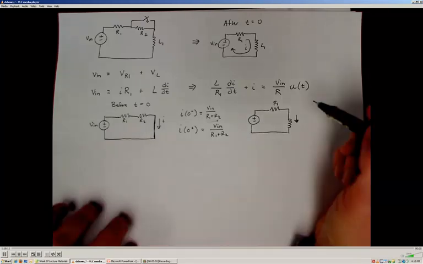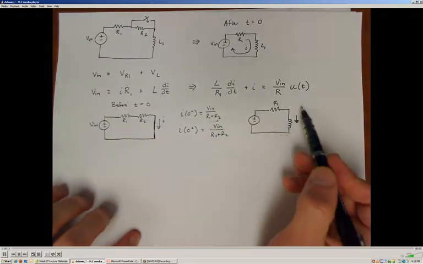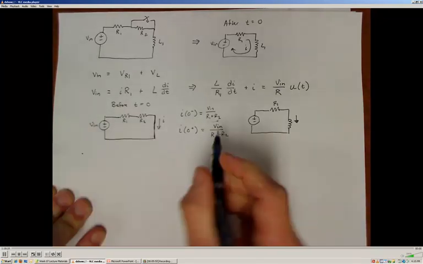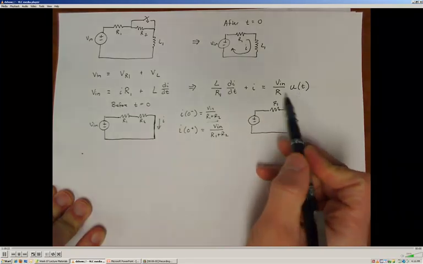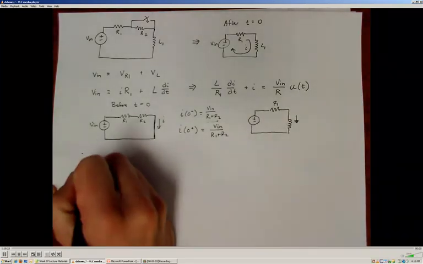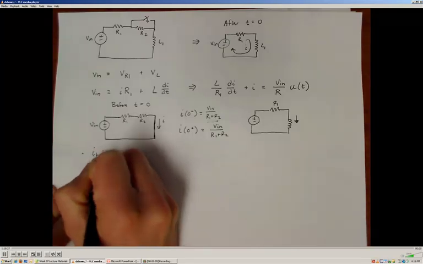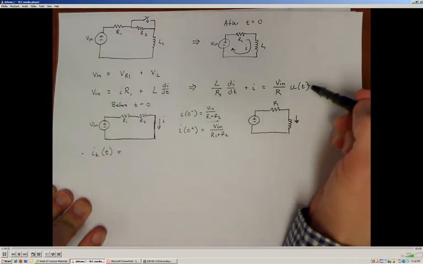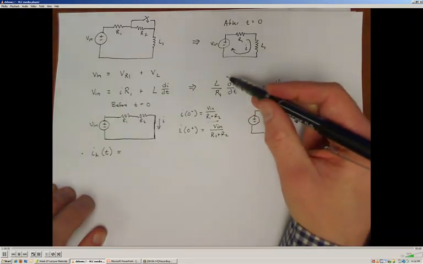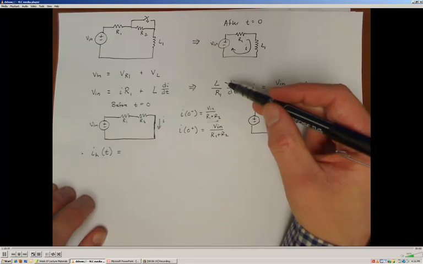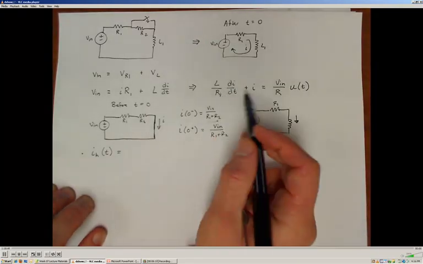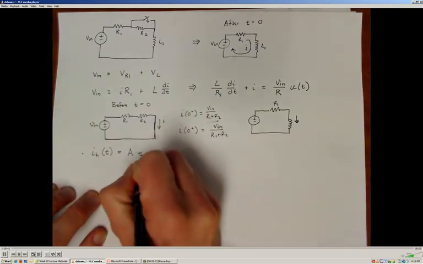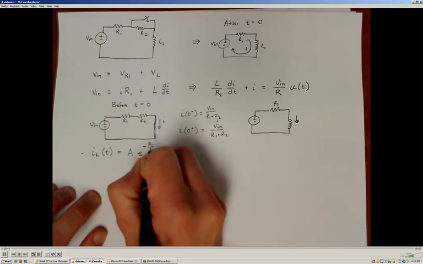Now that we have that information in hand and we have our differential equation, we can solve it. We first need the homogeneous solution, so we're going to solve the differential equation as if the forcing function were 0. And the homogeneous solution is going to take a very familiar form. We know that if we do our eigenvalue solution, we will get R1 over L as being our time constant value, or the value of the eigenvalue. So the homogeneous solution is some unknown constant times e to the negative R1 over L times time.